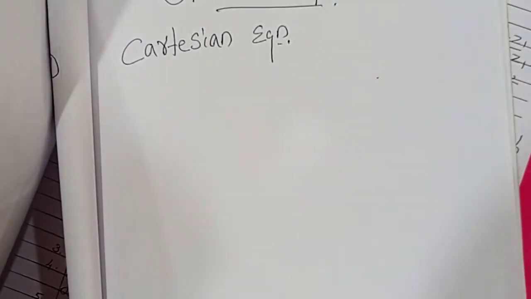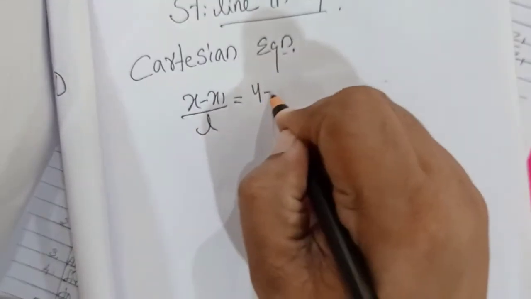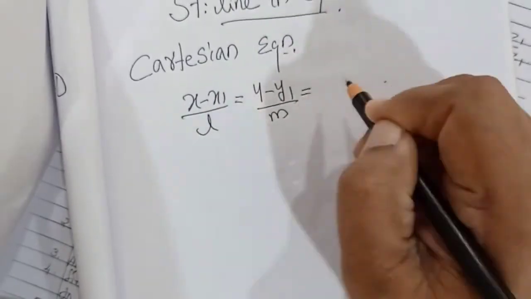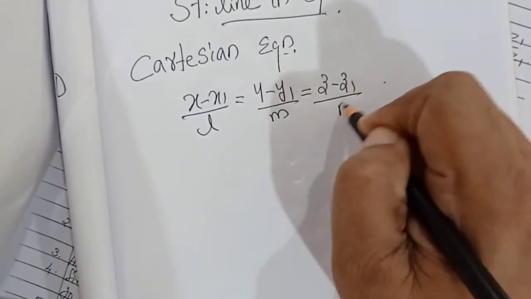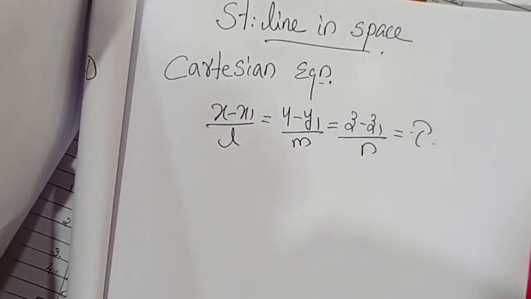Write the equation. The equation is x minus x1 by L equal to y minus y1 by m equal to z minus z1 by n equal to lambda. The Cartesian equation of a straight line is x minus x1 by L equal to y minus y1 by m equal to z minus z1 by n. This is also known as the symmetrical form.